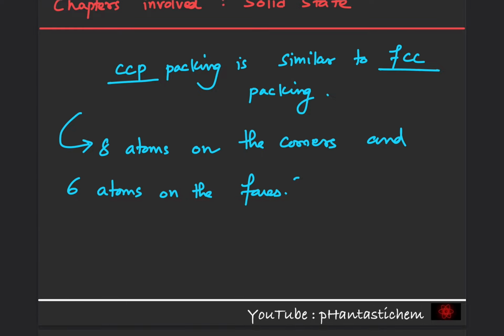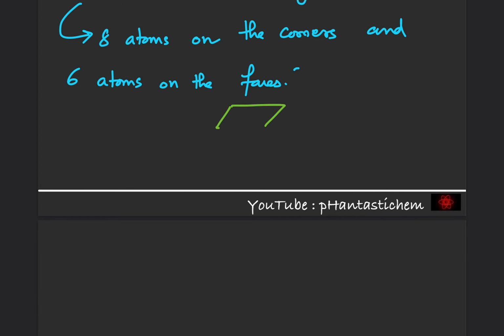Okay, so representing that by a diagram, I will draw a cube. 8 atoms on the corners, 1 2 3 4 5 6 7 8, and 6 atoms on the face centers, so 1 2 3 4 5 and 6, right? So this is the FCC crystal. Now next we have to calculate the contribution of atoms present at different lattice sites.